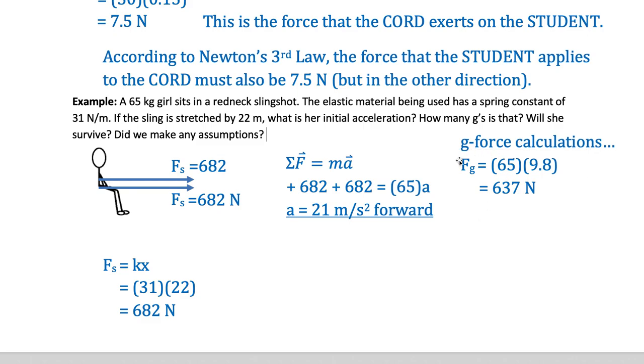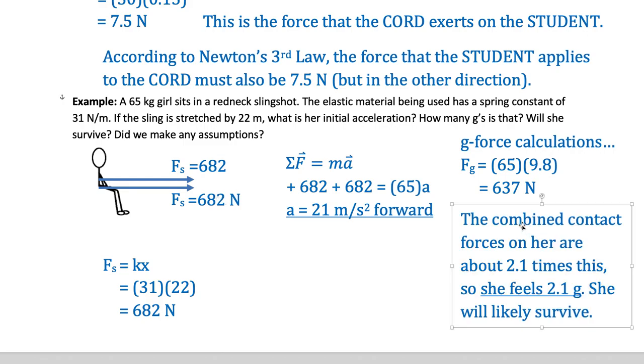So first of all, her weight is going to be 637 newtons. That needs to be just quickly calculated. Then we compare these contact forces to that. So if I add these two together, I get maybe 1,300 and something newtons. And I find out that that combined number is about 2.1 times her weight. This net force here from all these contact forces is about 2.1 times her weight. So she feels about 2.1 Gs.